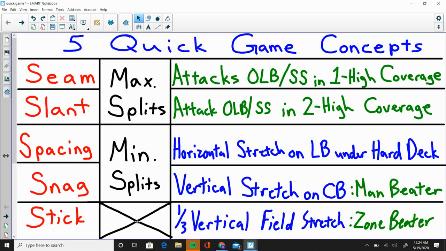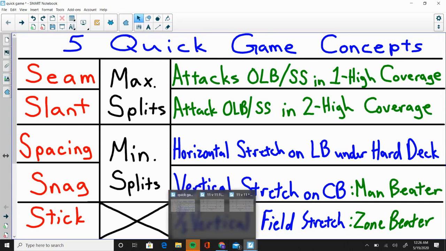All right, in this video, we're going to take a look into our playbook, and we're going to start in the pass game with our 5 quick game concepts. And today we're going to look at the seam. The seam is set up to attack the outside linebacker, strong safety player, the edge defender in the pass game, in a one high coverage situation. So when they have one safety high in the middle of the field. Let's take a look over in our playbook and what that looks like.